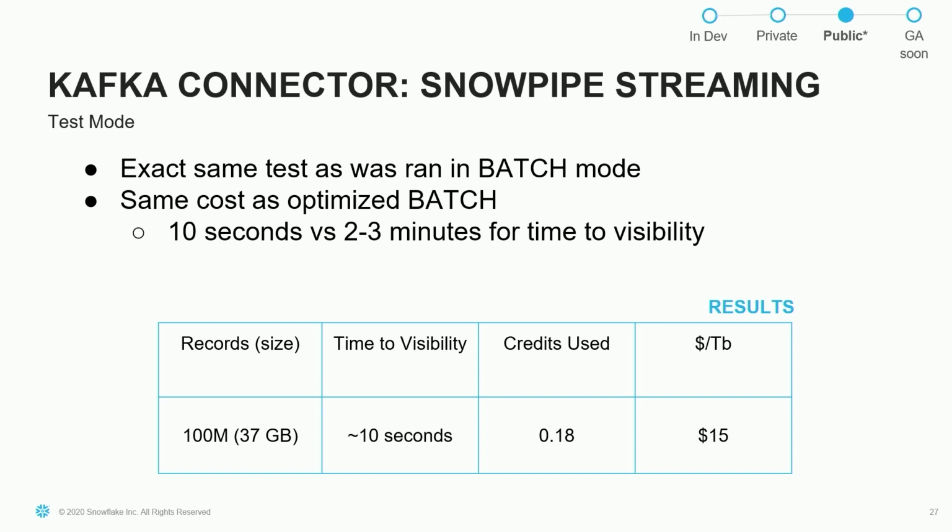Time to visibility here. All the ones we talked about previously were in minutes. In this one, this was 10 seconds, with the flush rate of 10 seconds. So we've shaved minutes out of this. And it's also very easy to continue to lower that to get down even faster. And we're in the mid-teens there for cost per terabyte.